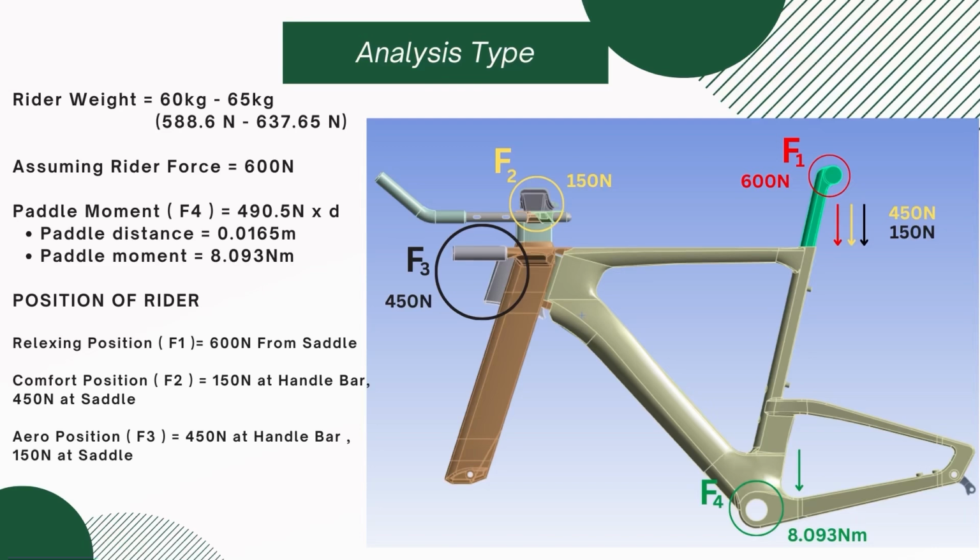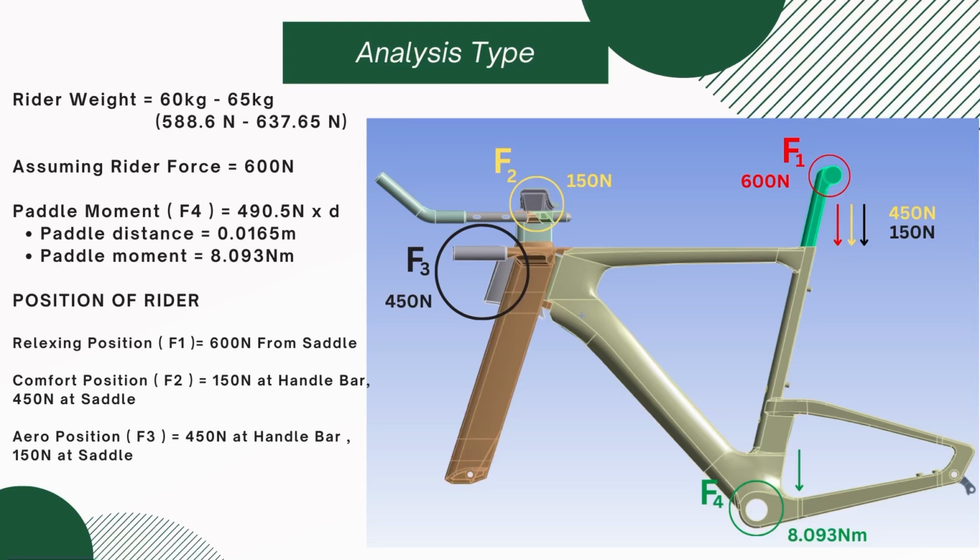For the analysis type, there will be three conditions. The rider weight is 60 kg to 65 kg, so we assume 600 Newton. At the pedal, the force is 490.5 Newton. The distance from the pedal is 0.0165 meter, and the pedal moment totals 8.093 Newton meter.